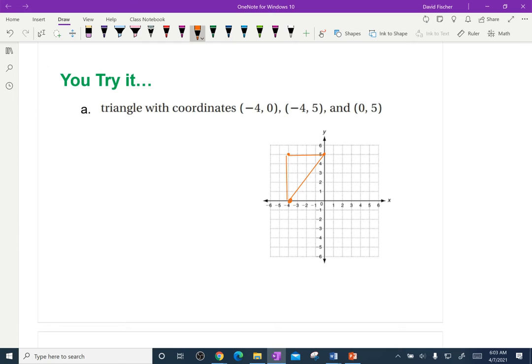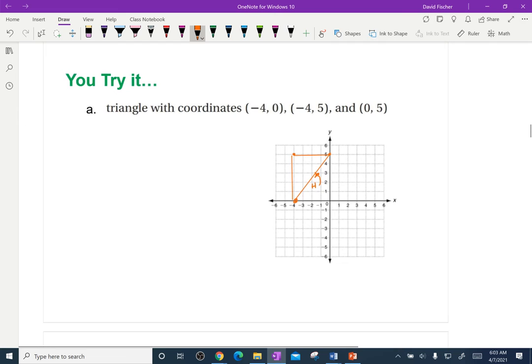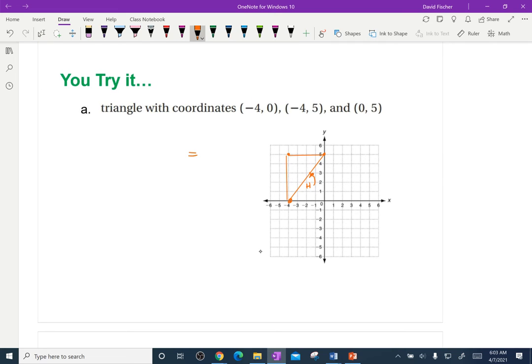And again, identify the hypotenuse. Here's my hypotenuse right here. So that's what I'm trying to find, my c squared. 1, 2, 3, 4. One of my legs is 4 units long, and my other one is 1, 2, 3, 4, 5. So this is 16 plus 25, and 16 plus 25 is 41. So I know this is going to be a fraction here, because 41 is not a perfect square.